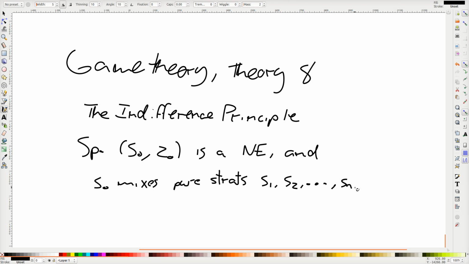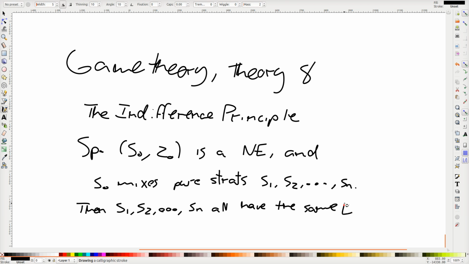And the conclusion is that S1, S2, ... Sn all have the same EV. So these two words, the same, are the two words that I forgot last time, and it changes the meaning quite a bit if you just read it. So S1, S2, Sn, all the pure strategies mixing between, all have the same EV versus Z naught. And this is the indifference principle.